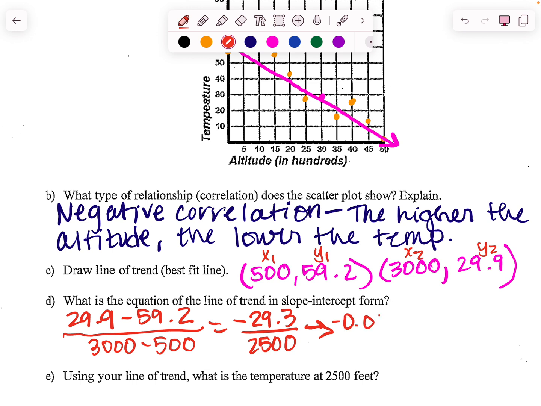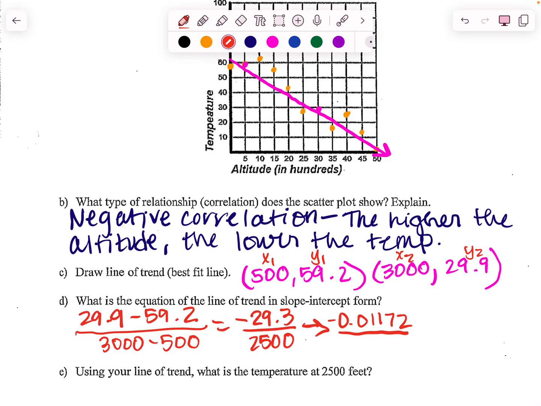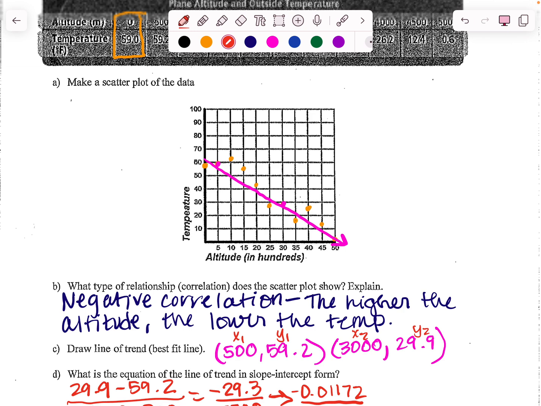0.01172. On your homework, I'll just have you round to hundredths. But here, we're going to write it all out. So that is our slope. Now, we can take one of our points and the slope and use point-slope form and find it. Or what would be easier? Yeah, why? Well, that's the form we have to put it in.